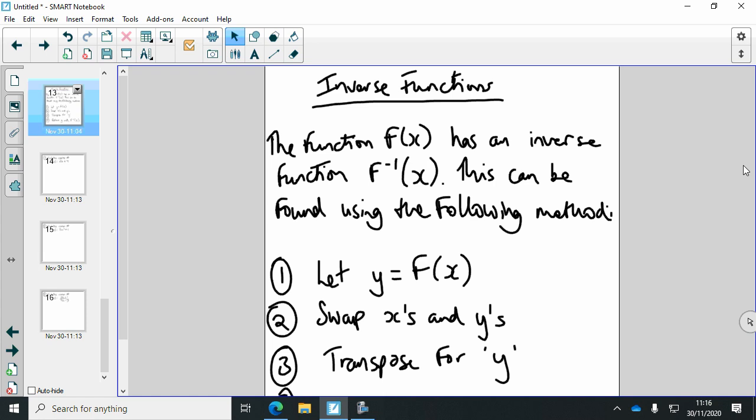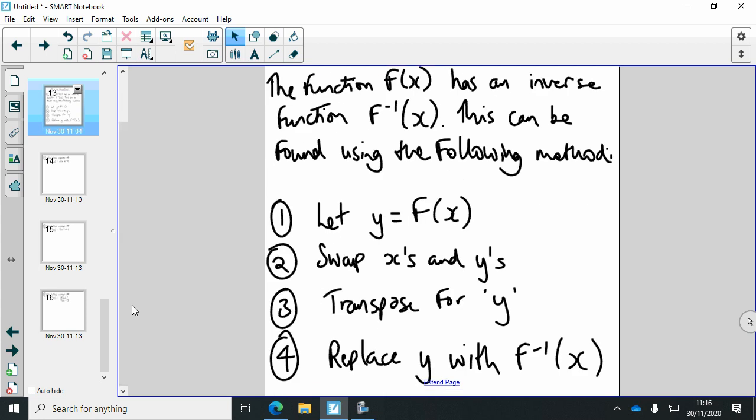So the function f of x has an inverse function f to the minus 1 of x. This can be found using the following method, and this works for every function that has an inverse. If we let y equal f of x firstly, and then swap over the x's and y's. When I say swap, we're not transposing yet, we're literally just switching their places. And then the third step is to transpose for y, and then we replace y with f inverse of x, or f to the minus 1 of x.